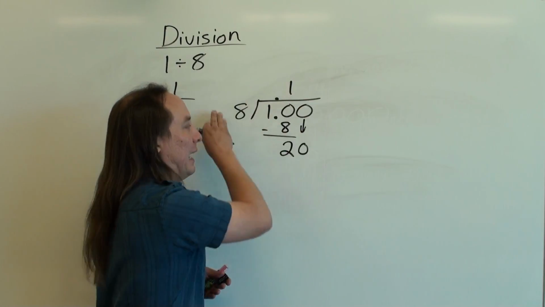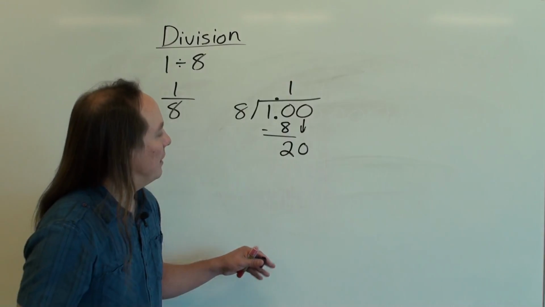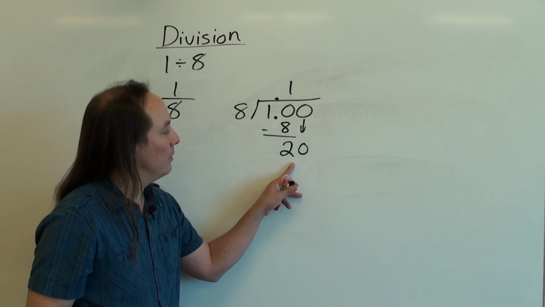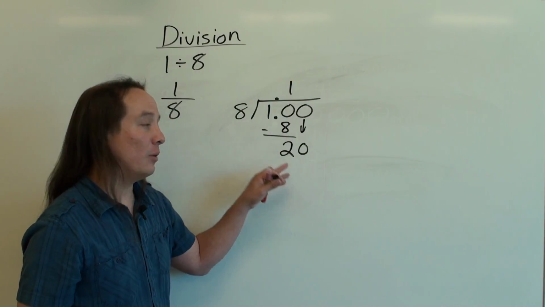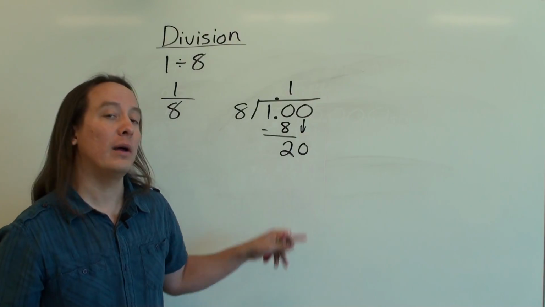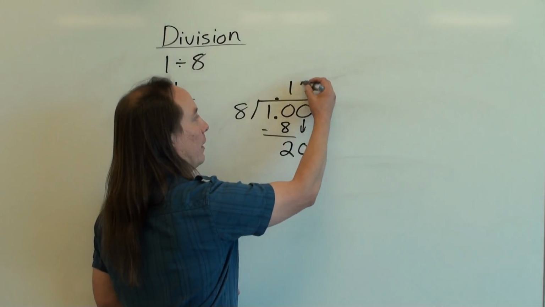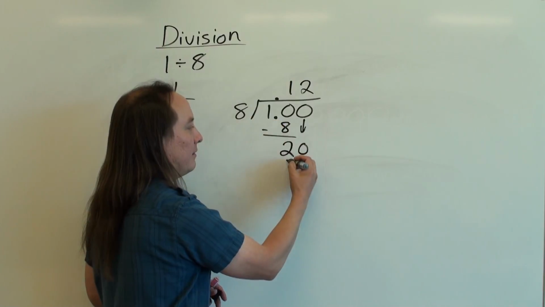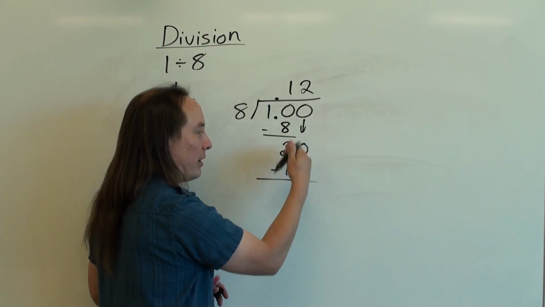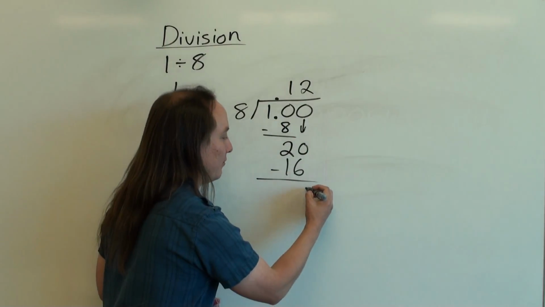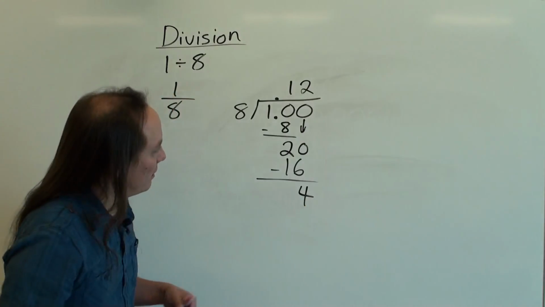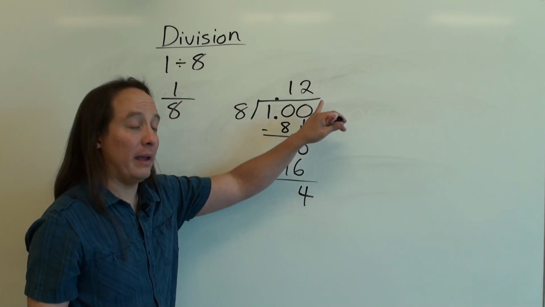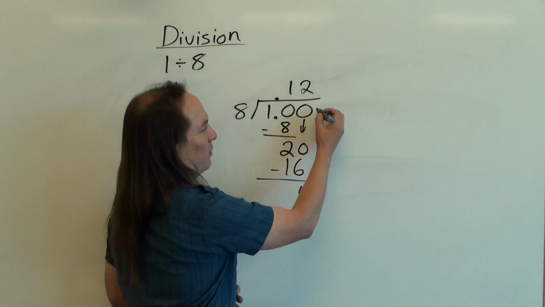So I drop it and then I check it, right? I drop it and I check it. So I dropped the 0. Now I have 20. Now does 8 go into 20? I'm checking to see if 8 goes into 20, and it does. It goes into it twice. So 2 times 8 is 16. I do my subtraction, 20 minus 16, and I get 4. So I still have a remainder. I already used the decimal, so I can add another 0, which is what I'm going to do.